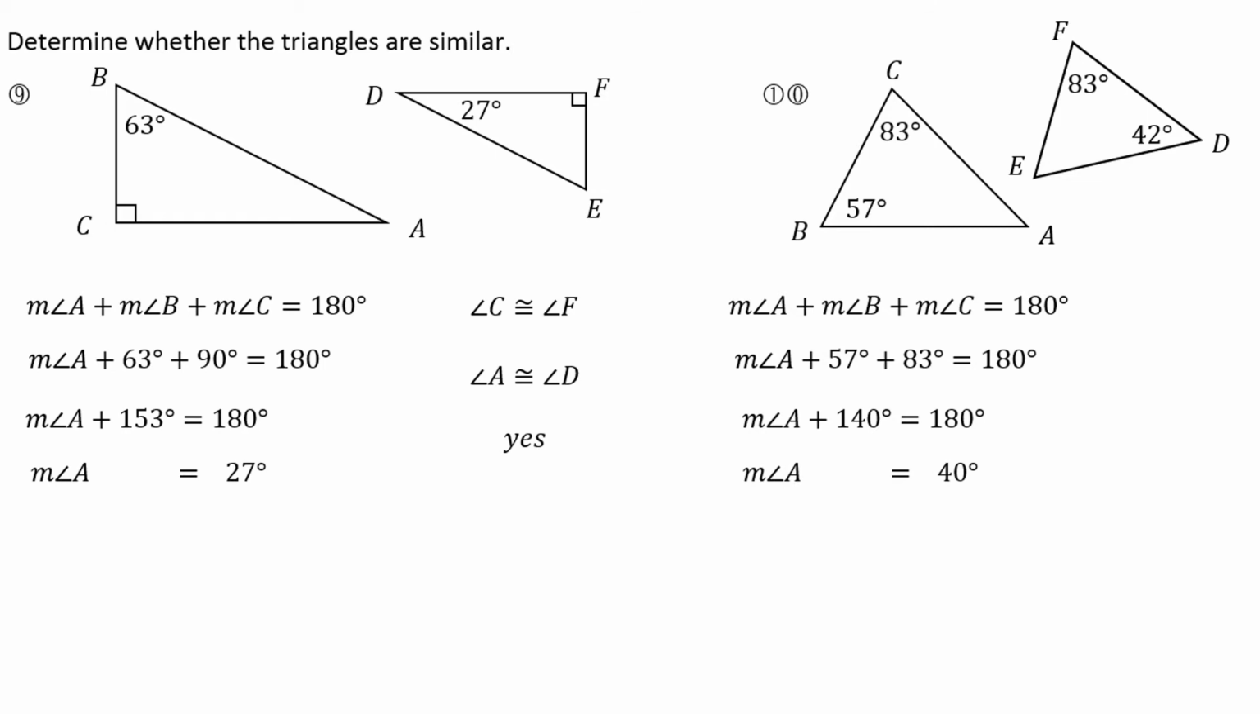Angle A measures 40 degrees. And so if I'm looking at that 42 degrees, and I'm saying, hey, that doesn't match, right? Because I knew the 57 degrees didn't match that 42 degrees. And our 40 degrees also does not match 42 degrees. So no, those triangles are not similar.